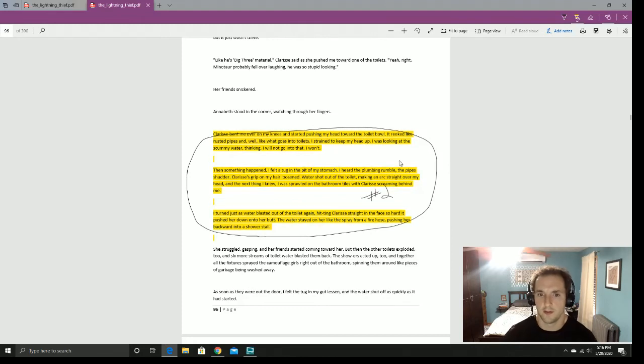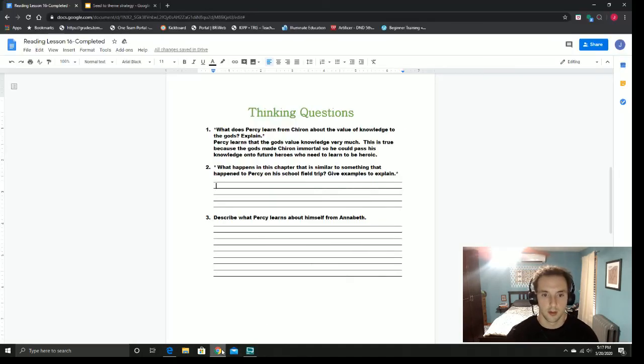And so this is a bit more detailed about what was happening this time than the first time. But again, it seems like Percy is being bullied or attacked, and he somehow uses the water to fend off his attacker.